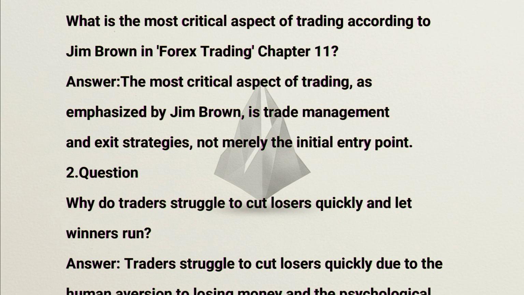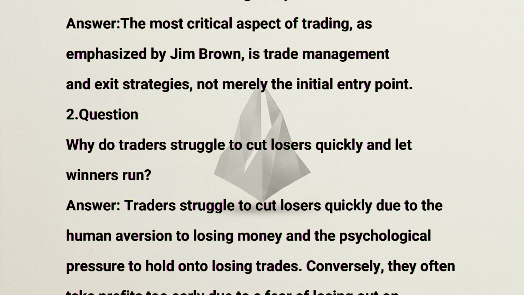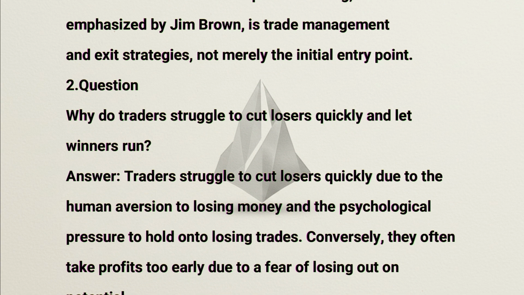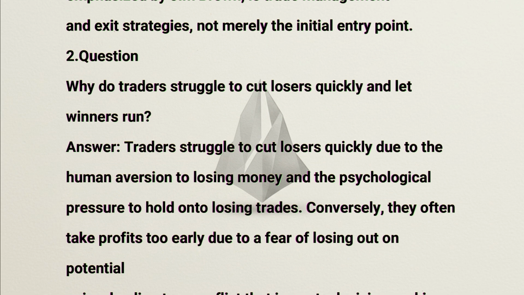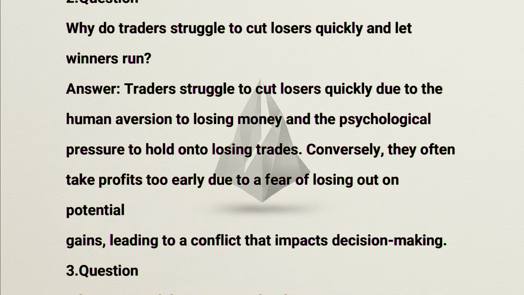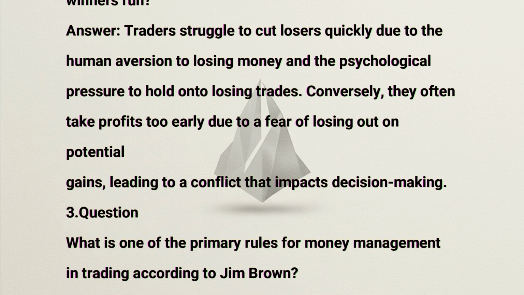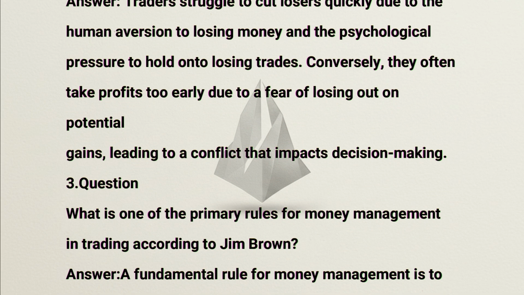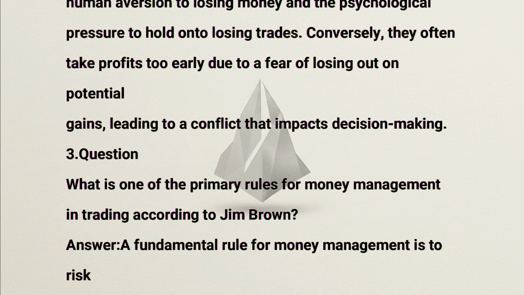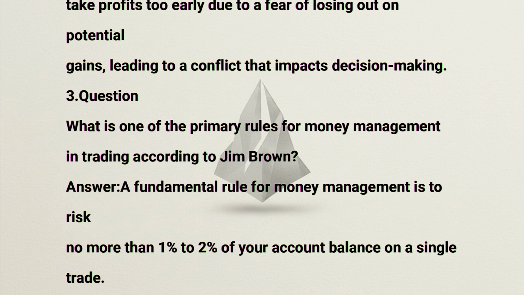2. Question. Why do traders struggle to cut losers quickly and let winners run? Answer. Traders struggle to cut losers quickly due to the human aversion to losing money and the psychological pressure to hold on to losing trades. Conversely, they often take profits too early due to a fear of losing out on potential gains, leading to a conflict that impacts decision-making.